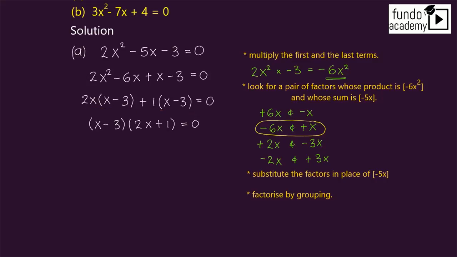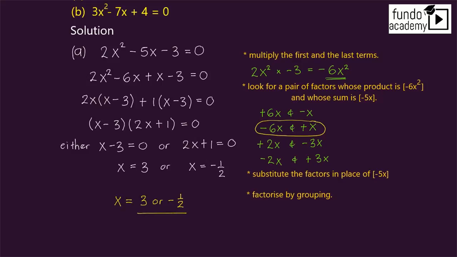And now we have a product that gives us 0, and you remember what we said, that means that either x minus 3 will be equal to 0, or 2x plus 1 is the one that's equal to 0. Solving the two linear equations that we now have will give us x equals 3 on the first one, and here we get x being equal to negative 1 over 2, and these two are our solutions, x equal to 3 or negative half. So that's how we can solve this quadratic equation by factorization.